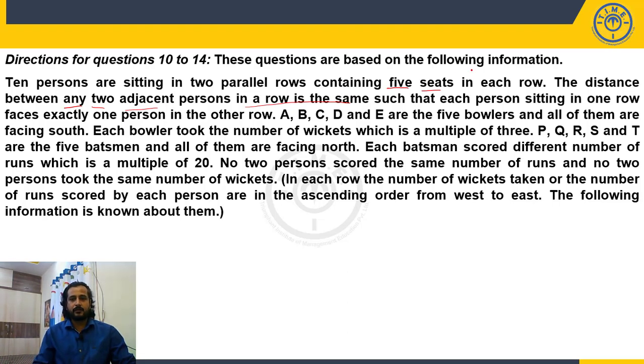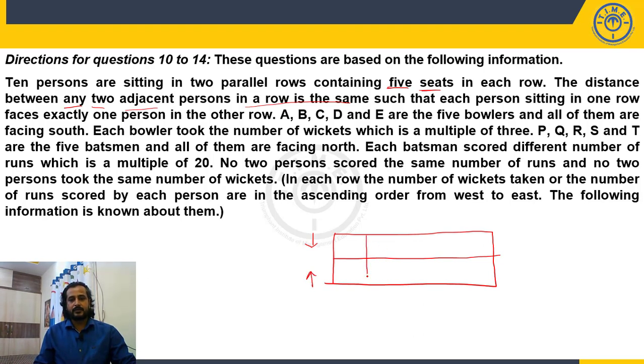So in each row, how many persons do we have? 5 persons. And how many seats do we have? 5 seats. So this will be the basic structure. And it is also mentioned clearly, each person sitting in one row faces exactly one person in the other row. Then the persons sitting in the top row will be facing south and the bottom row is facing north.